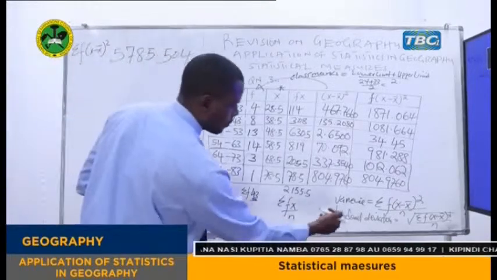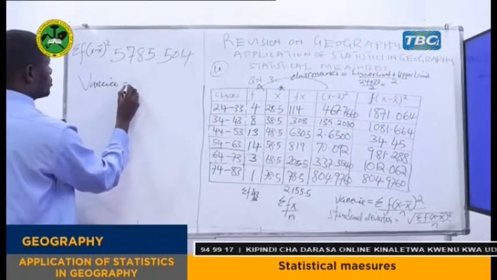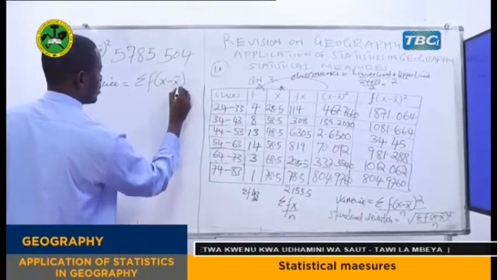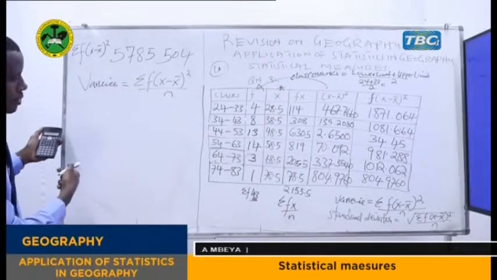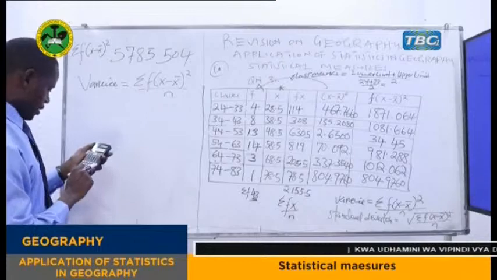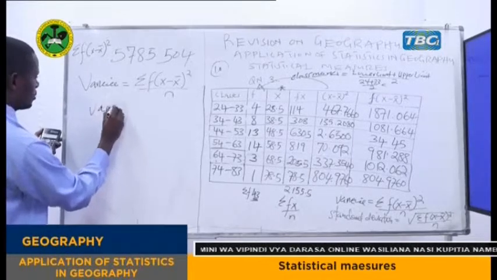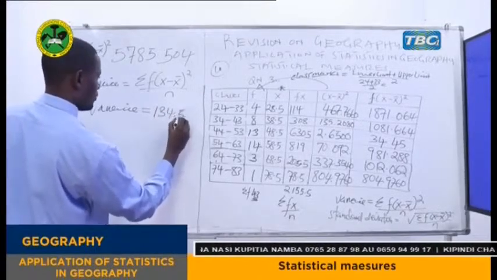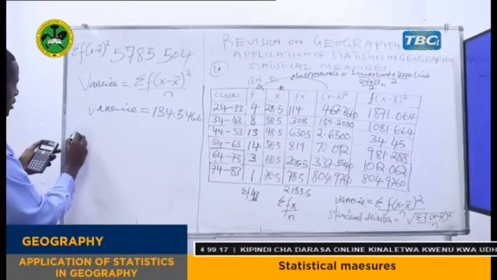And when you turn back to the formula on how to compute the variance, we said the variance is equal to the summation of f(x minus x bar) squared, then you divide by n. So for that case, we'll take that number, then we divide by n. n is 43. So the variance is equal to 134.5466. That's the variance.